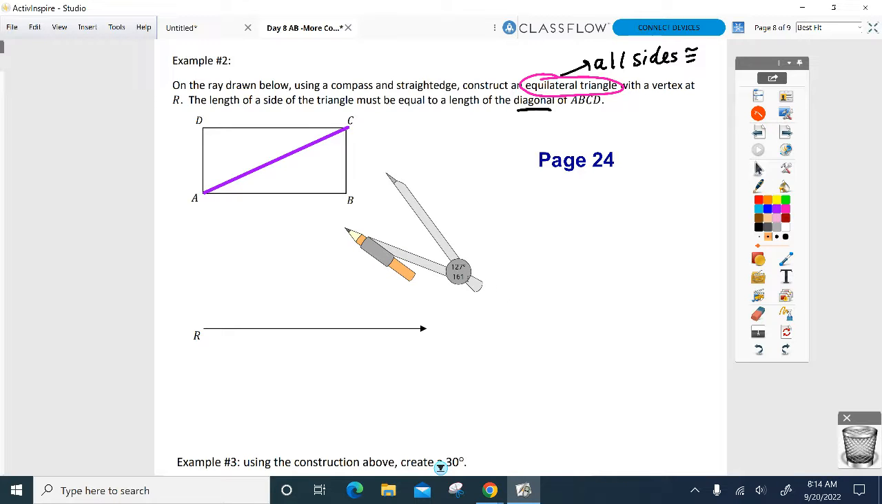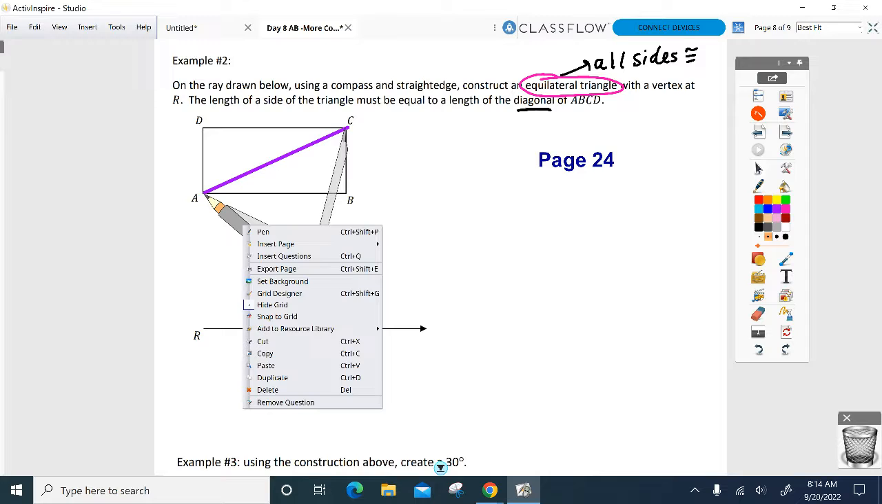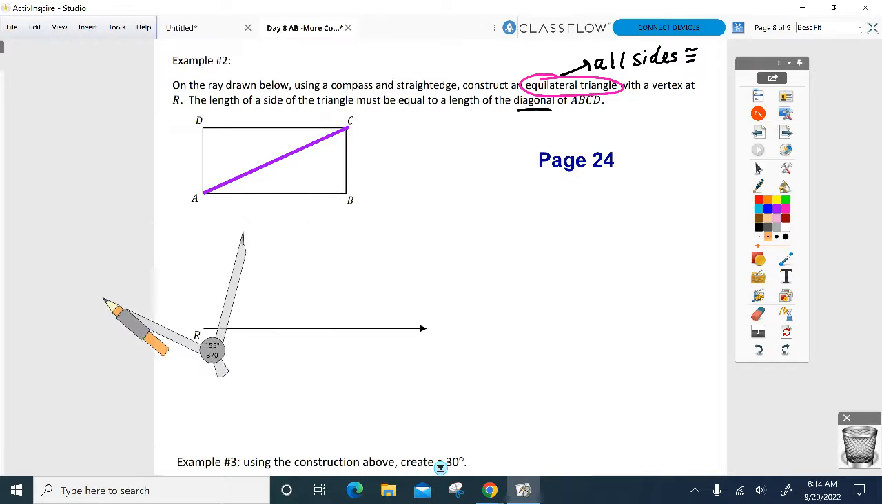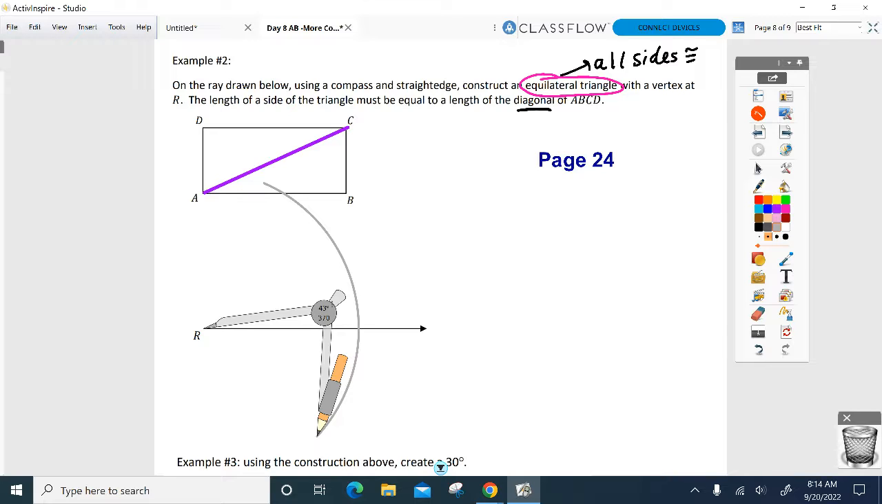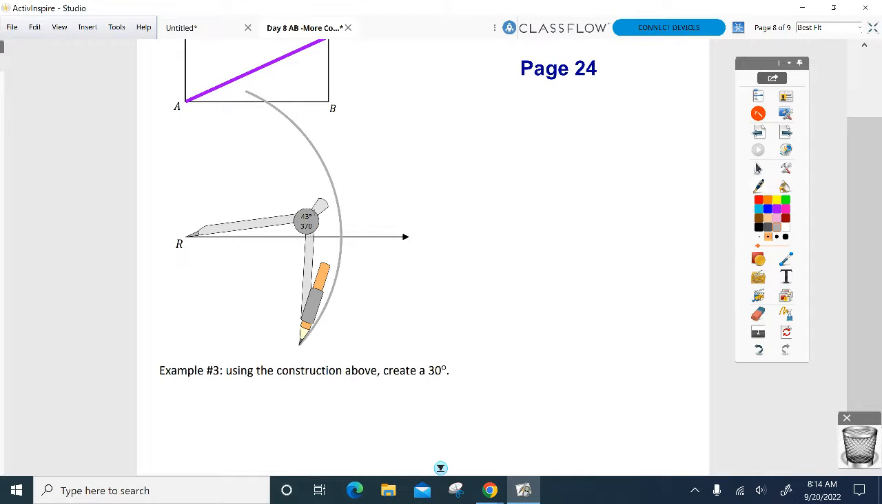Can you guys copy AC or your diagonal onto this ray? Open it up to the length of your diagonal. Come down to point R and copy it onto that ray. All good. Some of you actually know what to do next there, huh? Here's one side of our triangle right here.